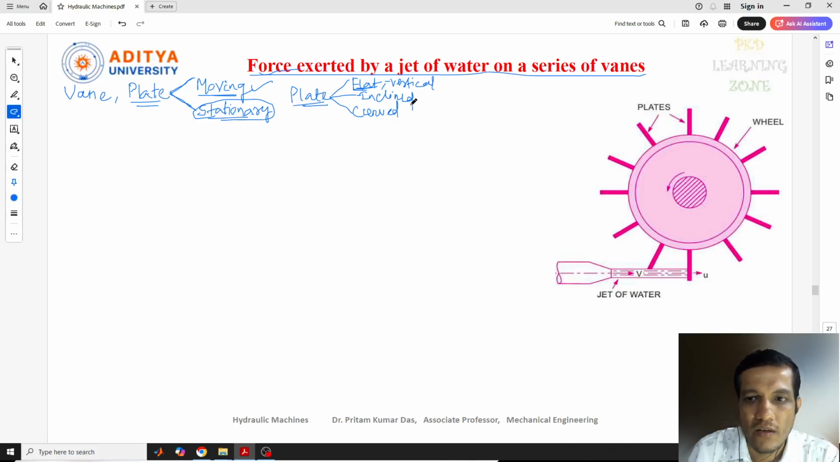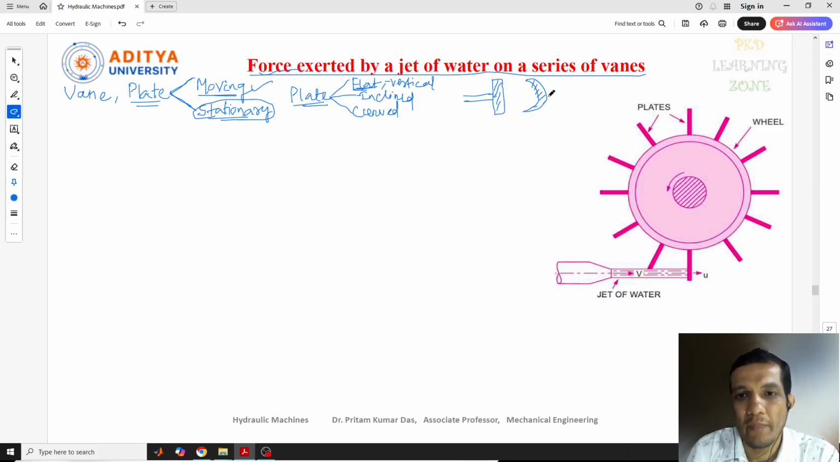Now we can consider moving vanes. Till now we have taken, suppose, one flat vertical plate, a single one. Similarly, if it is a curved plate, we have taken a single curved plate. But practically, the impact of a jet on a single plate is not at all possible. What will be the practical application of a single plate? Practically, we need to consider a number of plates or vanes which are mounted on a wheel, which is also called the runner.